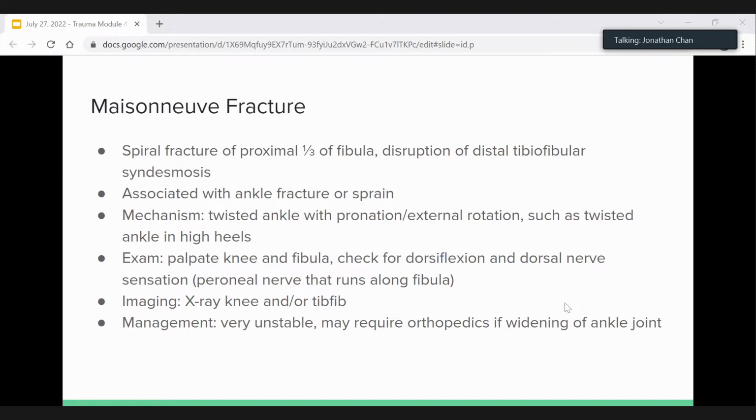What happens is this happens when you have an ankle fracture or a sprain. So, if you have a twisted ankle with a lot of pronation or external rotation, a pretty classic example is if you have a twisted ankle in high heels.